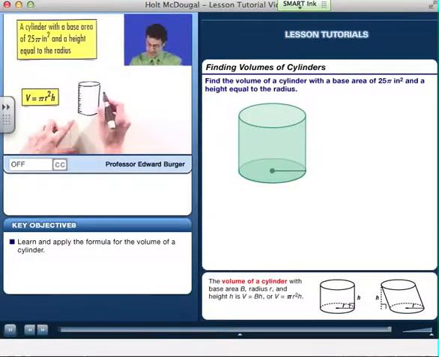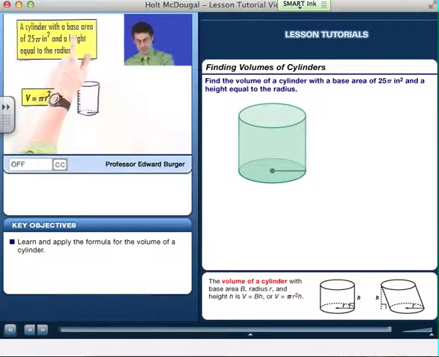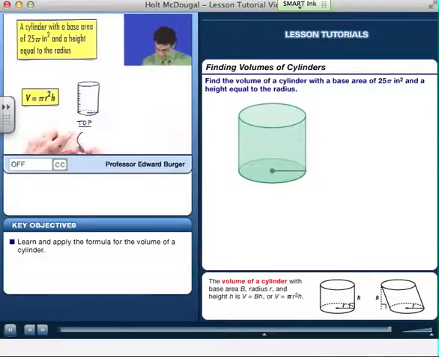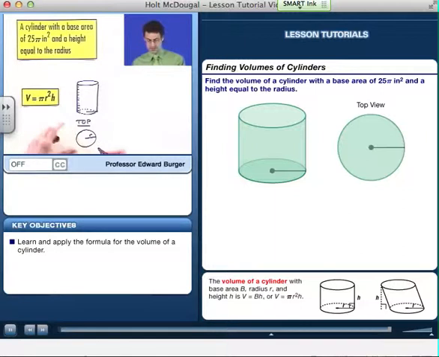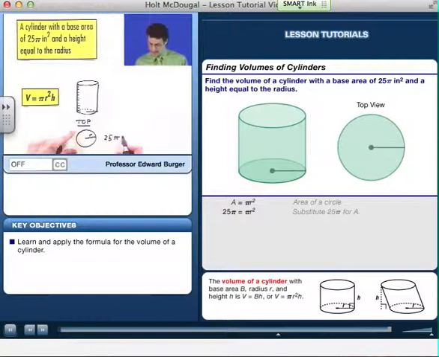All right, I need to know the height. I need to know the radius. Let's see what I know. Well, I'm told that the base area is 25 pi inches squared. That's the area of the bottom circle. Let's take a look at a top view. It looks like a circle, has a certain radius, and we're told that the area of that circle, because that's what the base is, is equal to 25 pi. And we know that the area of a circle is pi r squared, so this is going to be r squared pi. And if we simplify that, I see that 25 equals r squared.